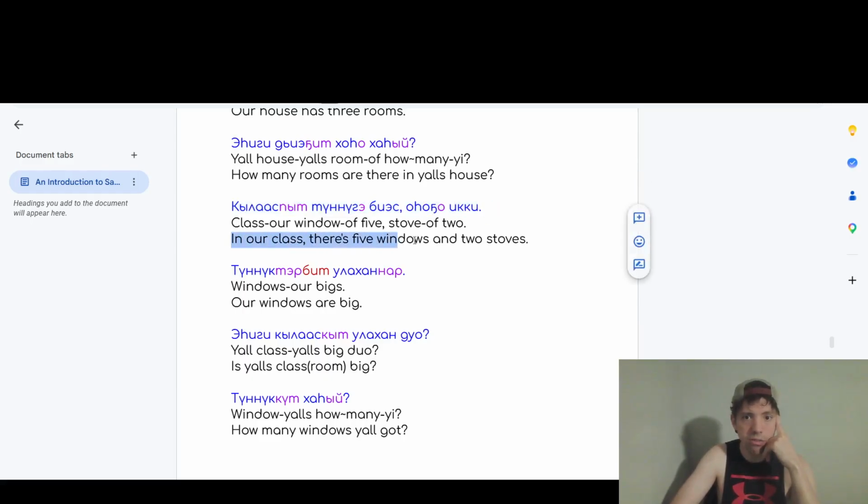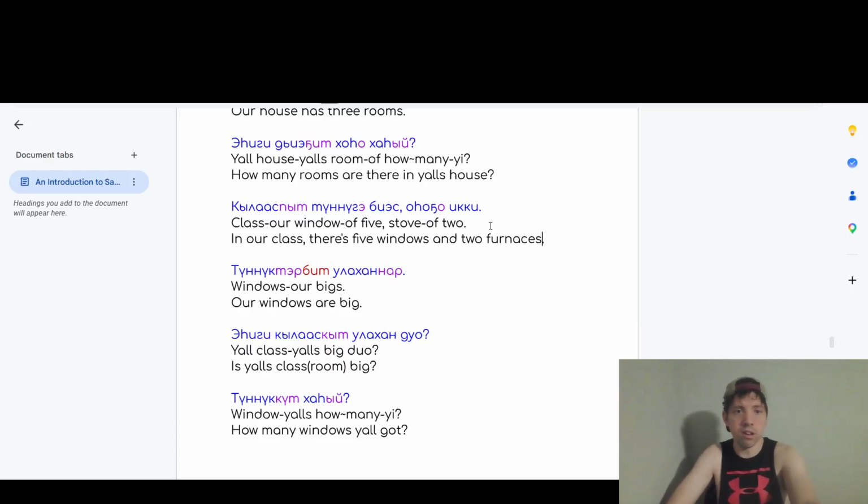In our class, there's 5 windows and 2 stoves. 2 stoves or 2 furnaces, because like, why would there be a stove in the classroom? Technically, in this case, it would be a furnace, or a heater. You could say simply a space heater or heater.